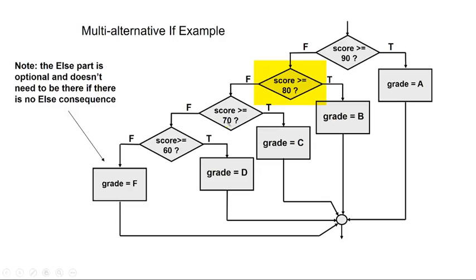And we go on. If the score is greater than 70, again, we've already parsed off everything that's greater than 80, so we don't have to consider anything that's less than 80. Then they get a C, and so on. And if nothing else, then the student gets an F. So that covers everything else up to 60.